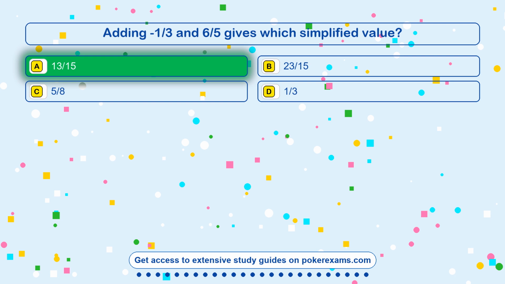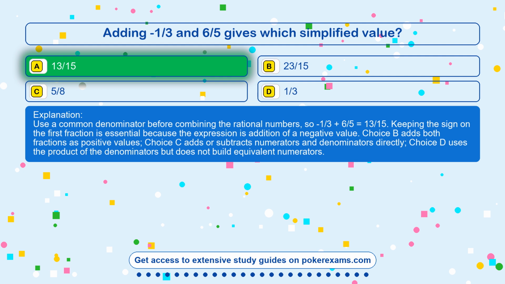13/15. Use a common denominator before combining the rational numbers, so minus 1/3 plus 6/5 equals 13/15. Keeping the sign on the first fraction is essential because the expression is addition of a negative value. Choice B adds both fractions as positive values, choice C adds or subtracts numerators and denominators directly, choice D uses the product of the denominators but does not build equivalent numerators.